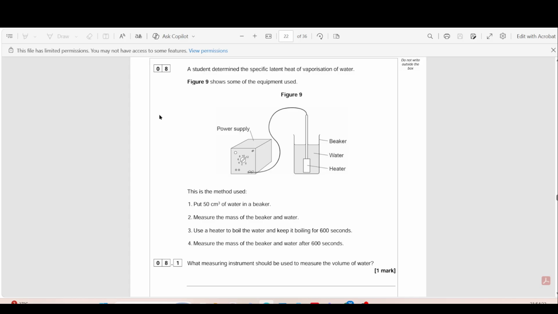Okay, let's do number 8. A student determines the specific latent heat of vaporization of water. Figure 9 shows the equipment used. This method used 50 centimeters cubed of water in a beaker. Measure the mass of the beaker and water. Use a heater to boil the water and keep it boiling for 600 seconds. Measure the mass of the beaker and water after 600 seconds. What measuring instrument should be used to measure the volume?